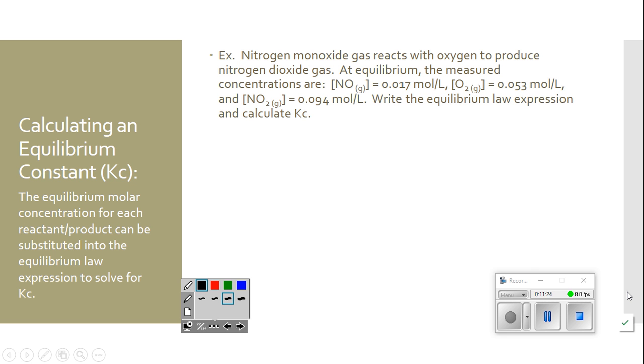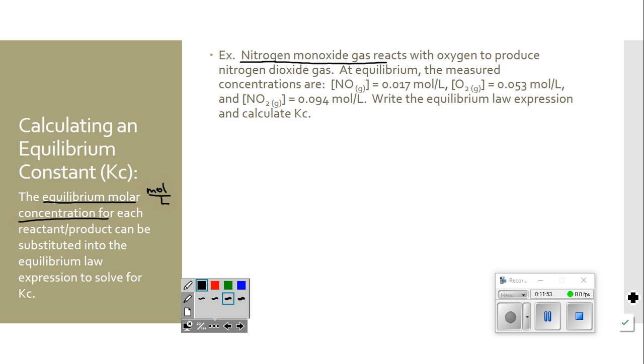Now, we can calculate the equilibrium constant. So just setting up the expression is one thing, but actually calculating it is another. We want to know the equilibrium molar concentration, and by that I mean moles per liter. We always want to be working in moles per liter because that is the standard unit. All we have to do now is substitute each of those into the equilibrium law expression.